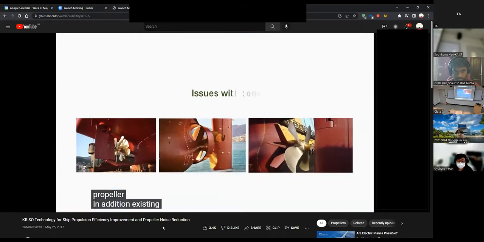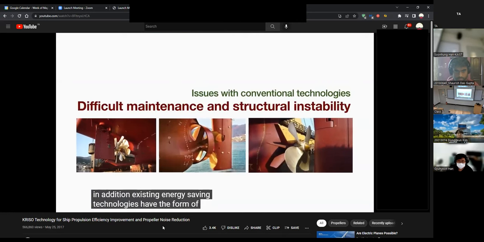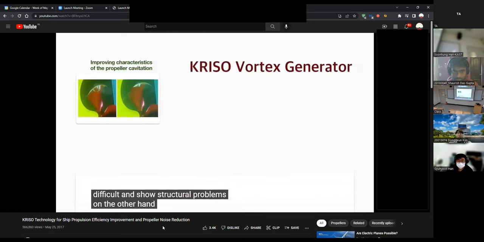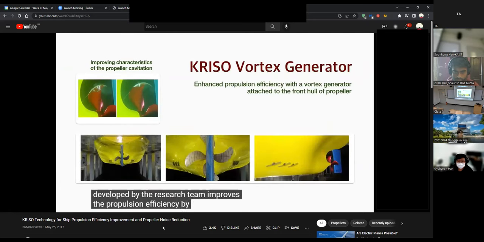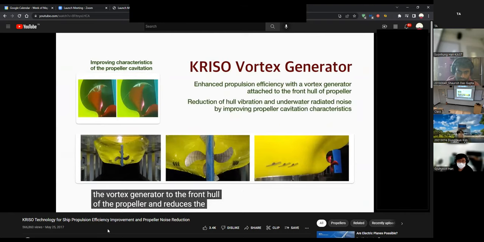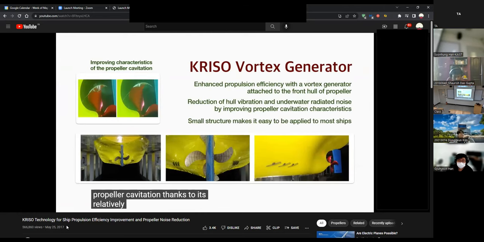In addition, existing energy-saving technologies have the form of large structures, so they make the maintenance difficult and show structural problems. On the other hand, the technology developed by the research team improves the propulsion efficiency by attaching the vortex generator to the front hull of the propeller and reduces the underwater radiated noise of the ship by improving characteristics of the propeller cavitation. Thanks to its relatively small size and simple shapes, KVG can be easily applied to most ships with little side effect.